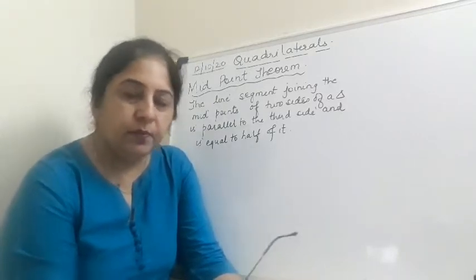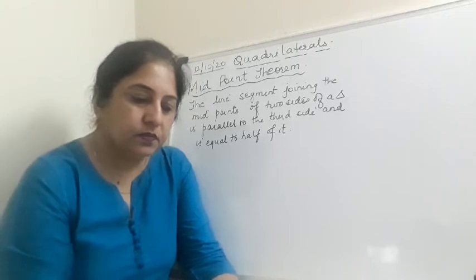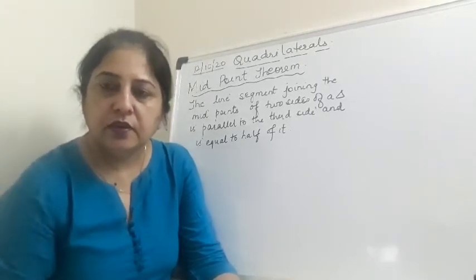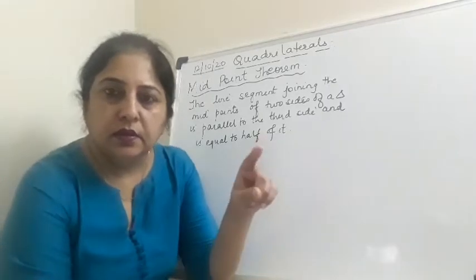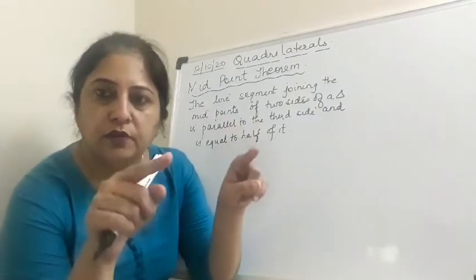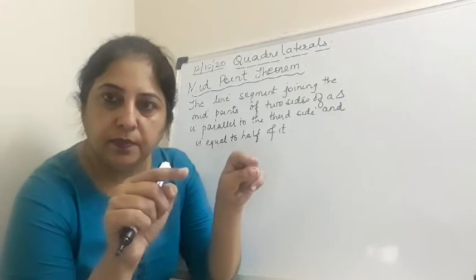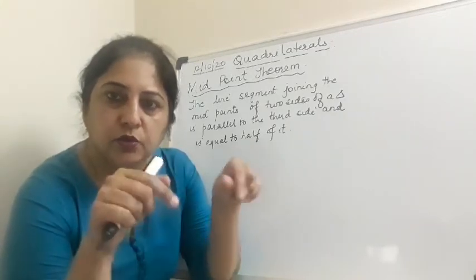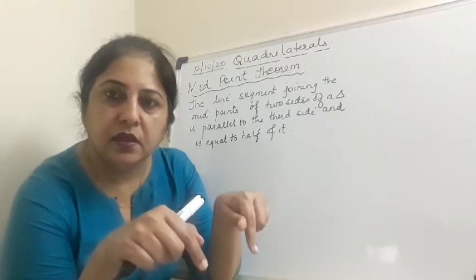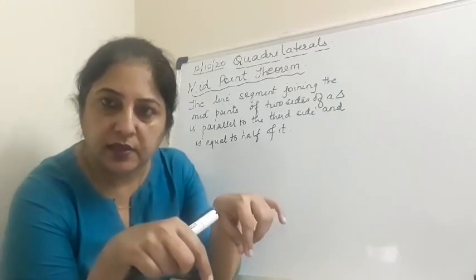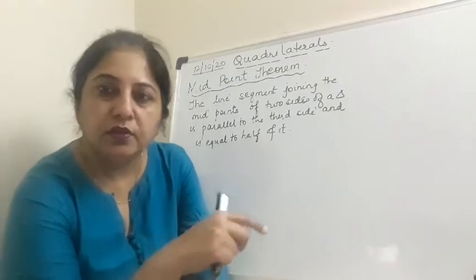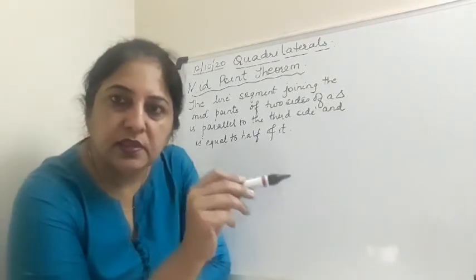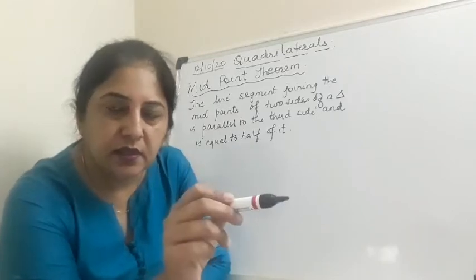Now the midpoint theorem says that if in a triangle the midpoints of two sides of the triangle are joined, the line segment is parallel to the third side and is equal to half of that third side. For that, first we'll draw a triangle ABC in which we take the points D and E on AB and AC respectively.